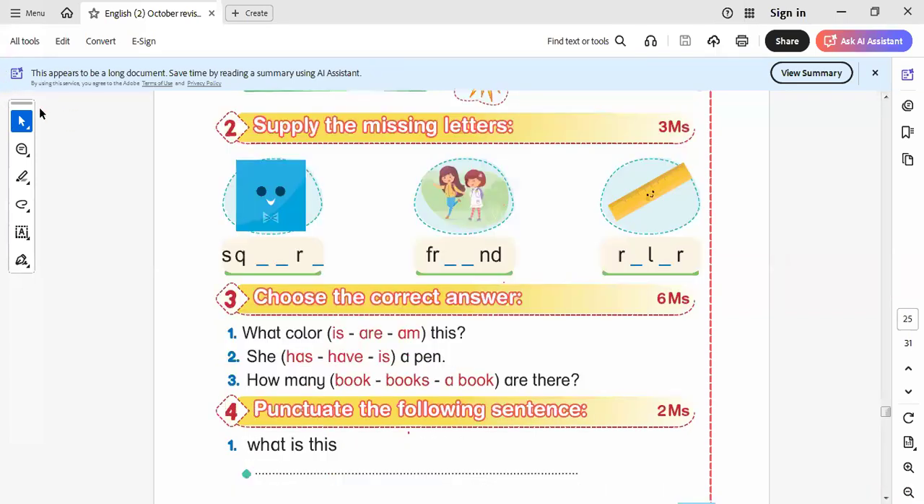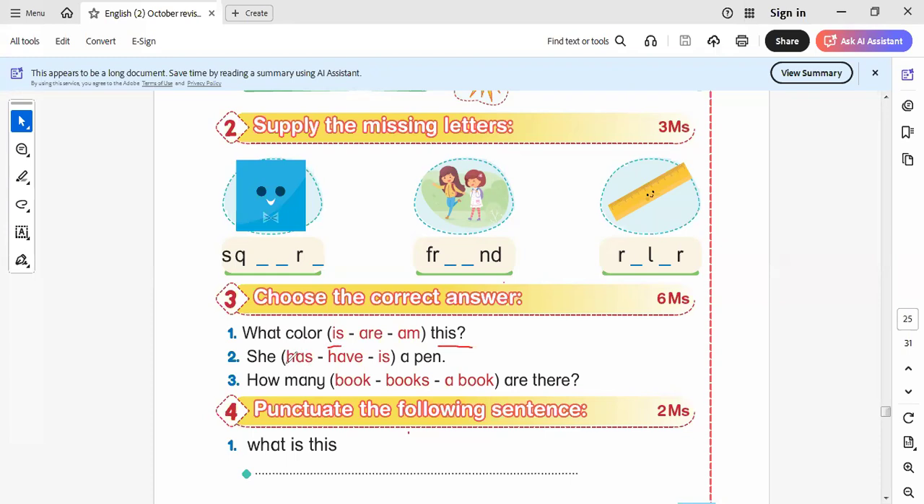Here we ask about color. What color? So here I ask about one color. If we want more colors, I say, what color are these? If we talk about the plural. So here this is singular. So I put is. She is a pin.